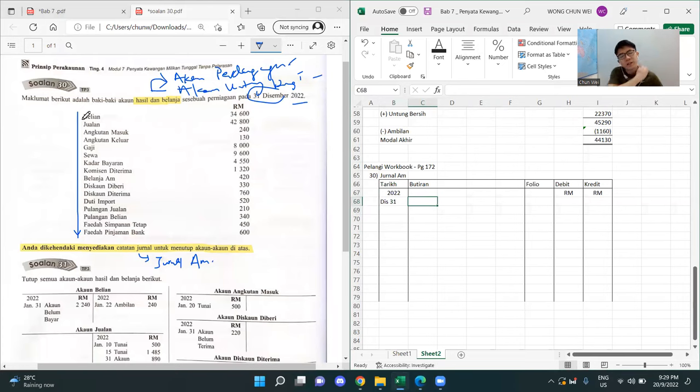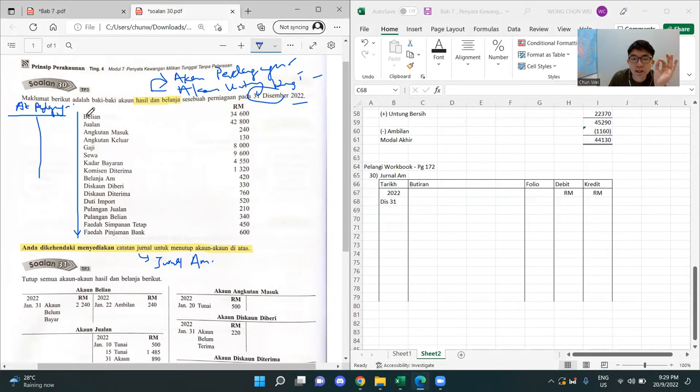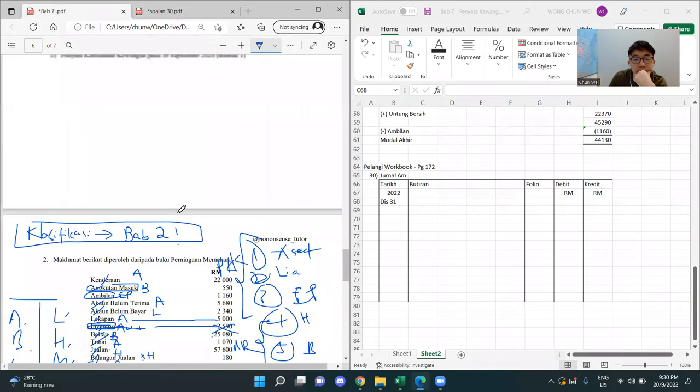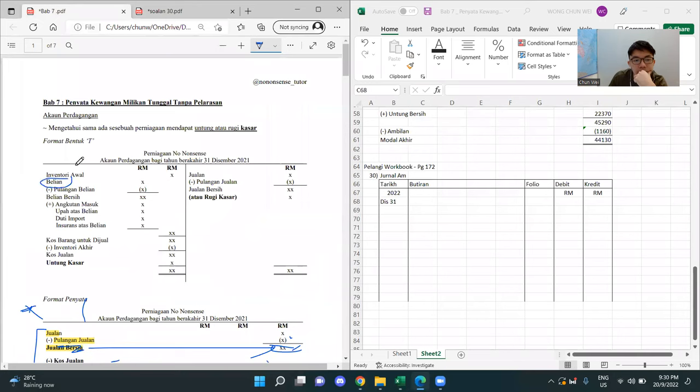So now the thing is, how do we debit and credit in our journal? It's always like your T account. If you look at your account perdagangan, you have to remember where the bullion is at in your account perdagangan. All right, so you can see that the bullion is here. Betul tak? If you look at your format, your bullion is here under your account perdagangan, debit side.